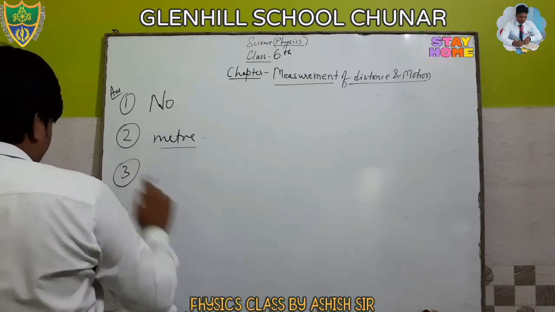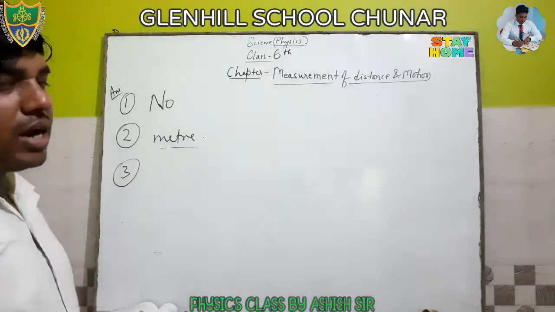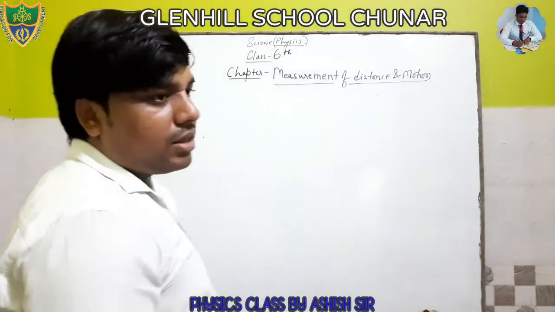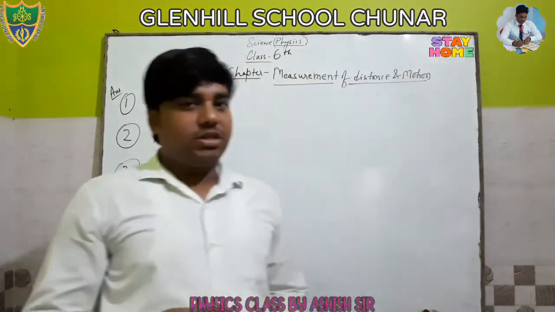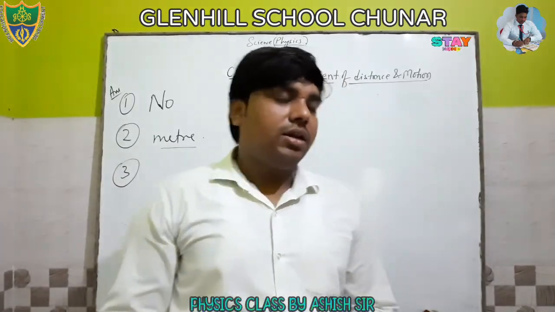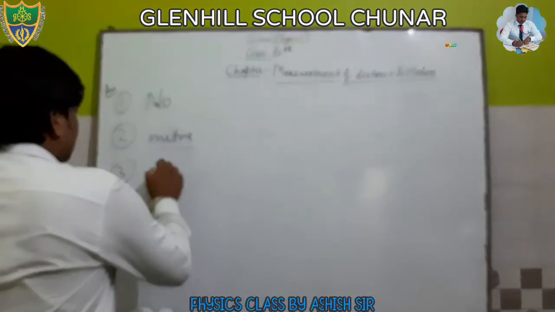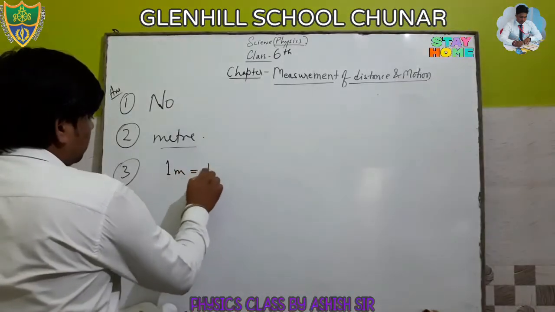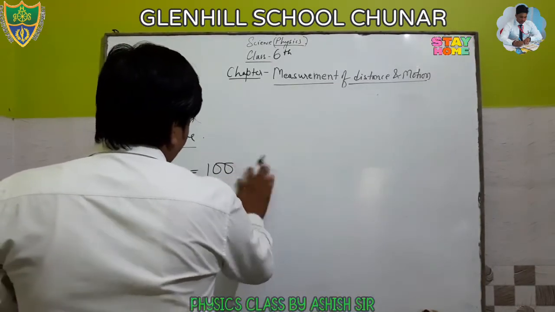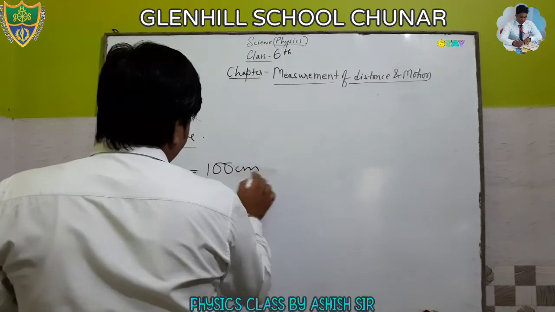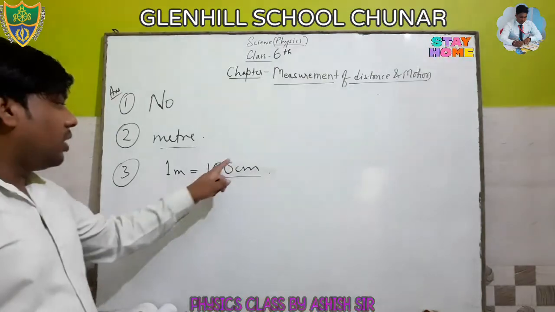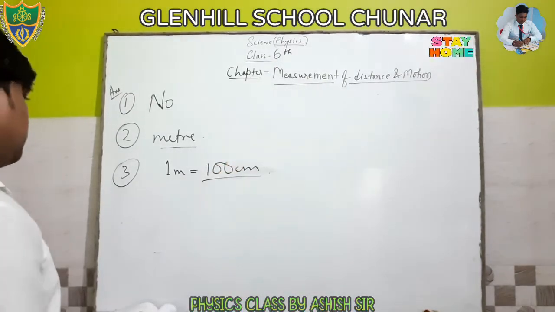Now the third question is, how many centimeters are there in 1 meter? We discussed this yesterday. In 1 meter, there is, sorry, 100 centimeter. 1 meter is equal to 100 centimeter. This is your answer. Understood?